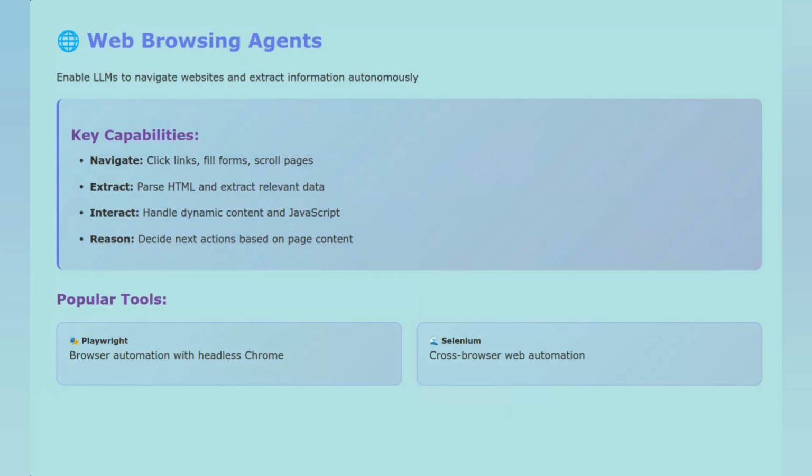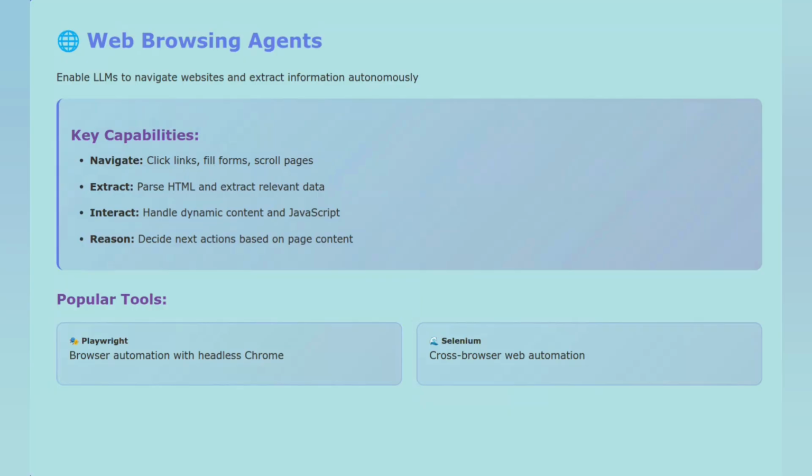They can decide what action to take next based on what they see on the page. The two most popular tools for this are Playwright and Selenium. Playwright is my personal favorite. It's modern, fast, and has great headless browser support. Selenium is the older, more established option with broader language support.